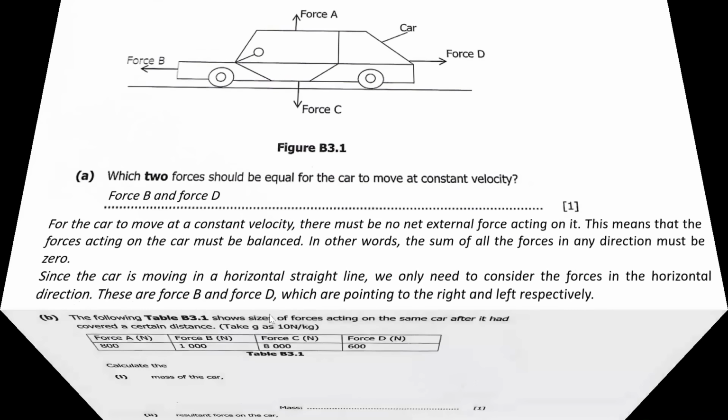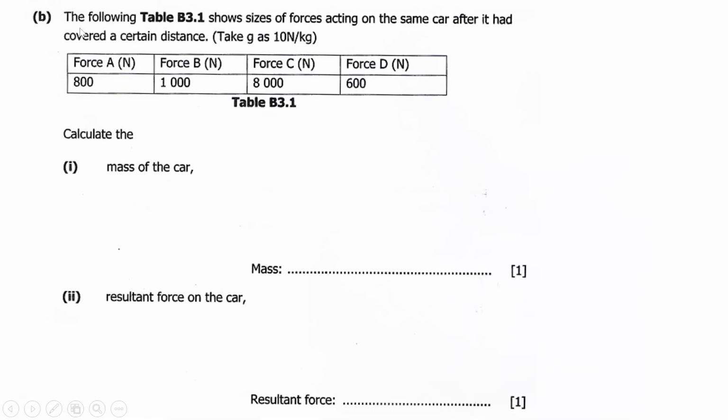Then we move. B says the following table B3.1 shows sizes of forces acting on the same car after it had covered a certain distance. Okay, so there's force A 800, force B 1000, force C 8000, force D 600.